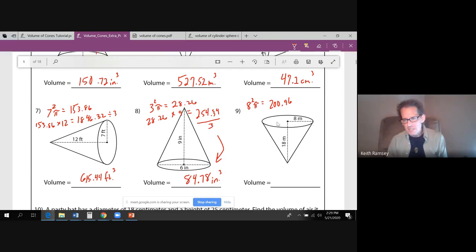Step 2 is take the area of the base times the height, so 200.96 times 18 is going to equal 3,617.28. Step 3 is to divide that by 3 to get your volume, which should be 1,205.76 cubic meters.